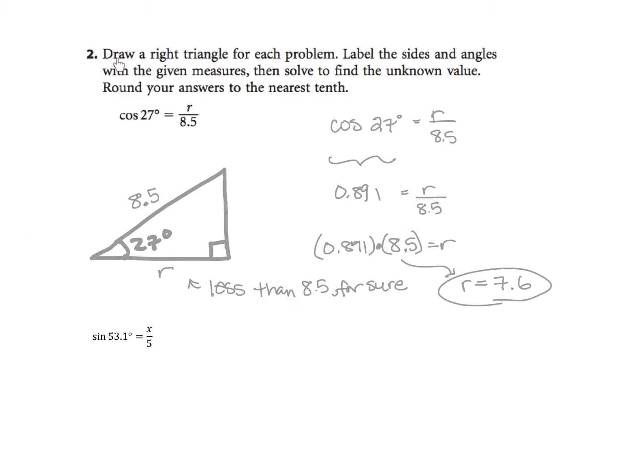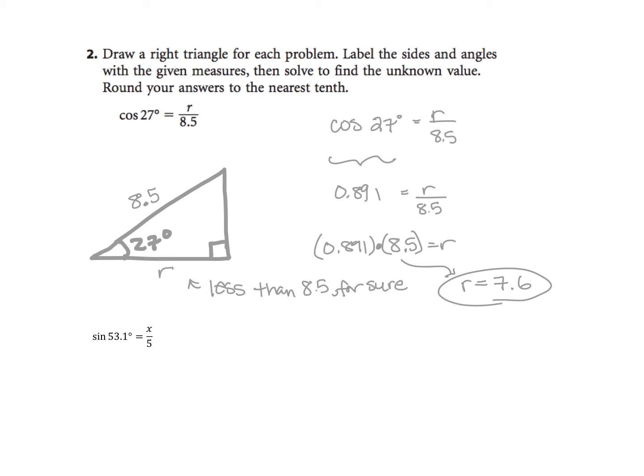Your instruction here was to draw a right triangle for each problem, label the sides and angles with the given measures, and then solve to find the unknown value. So the original problem was this one. It said the cosine of 27 is the same as r/8.5.